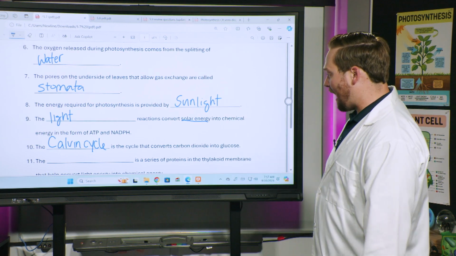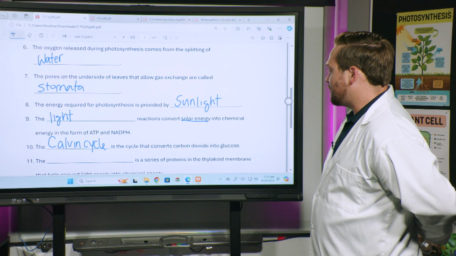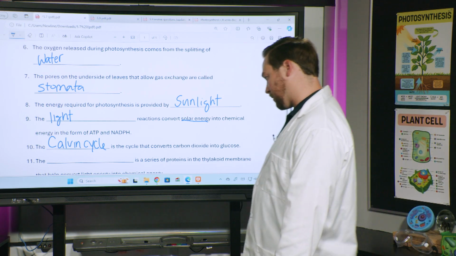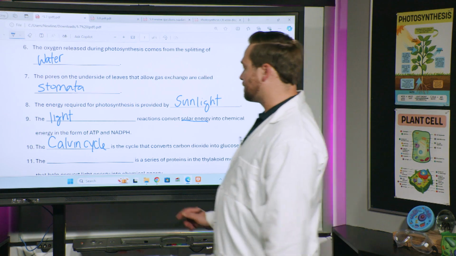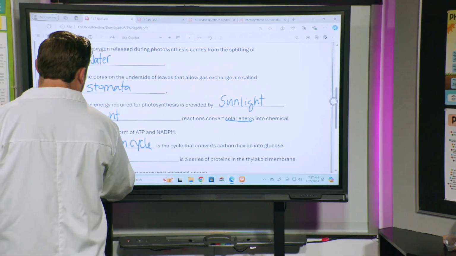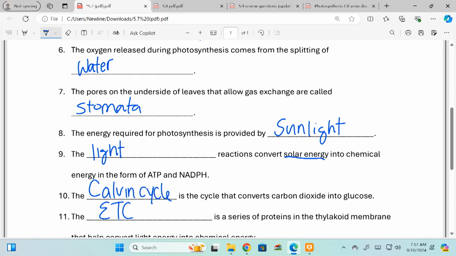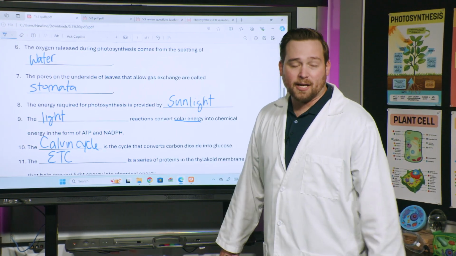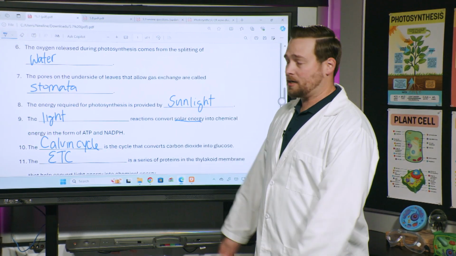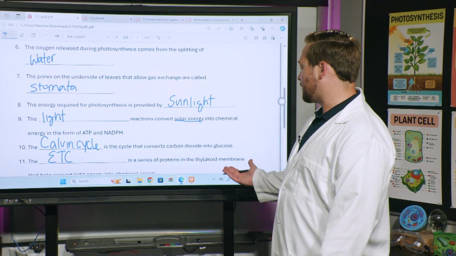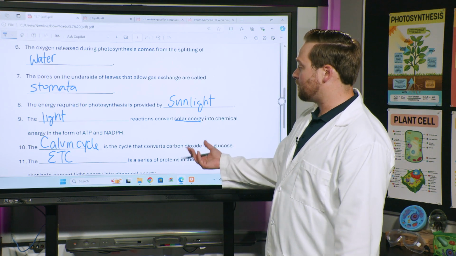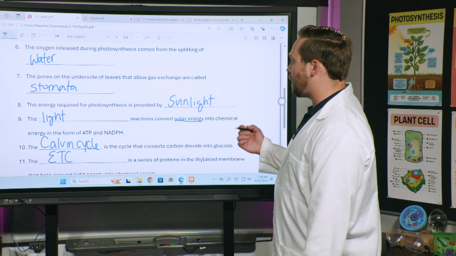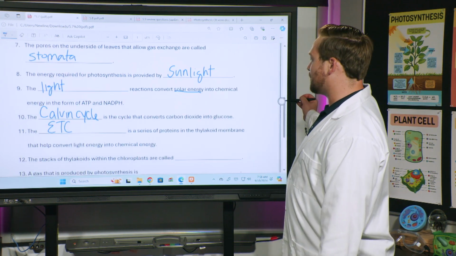Okay, 11, the blank is a series of proteins in the thylakoid membrane that converts light energy into chemical energy. So what is this called? This is the ETC, or the electron transport chain. There's no way I'm fitting all of that on this little line, so I'll just abbreviate it as ETC, electron transport chain. It's a series of proteins, and it's how we convert light energy into chemical energy. Great. Okay, so make sure you got all of those. We'll do these last couple ones here in just a moment.